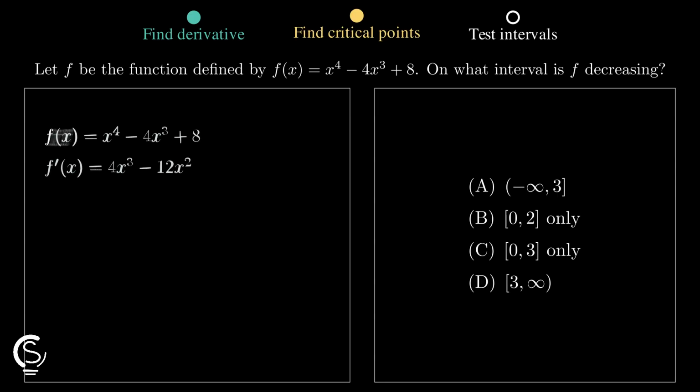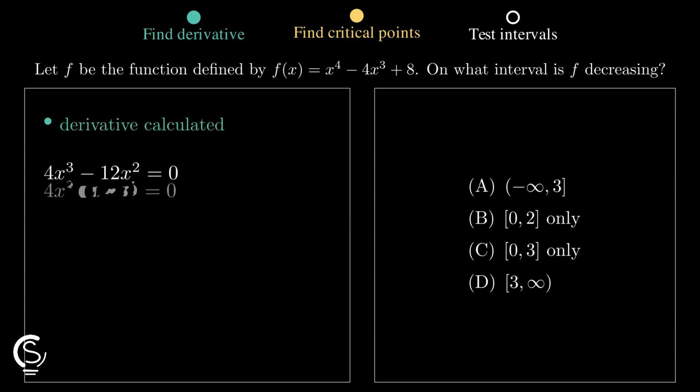Next, set the derivative to 0 to find the critical points. Factoring out 4x squared leaves us with x minus 3, giving us critical points at 0 and 3.